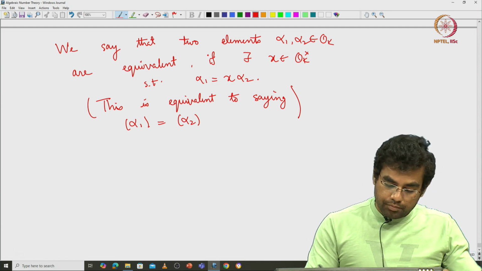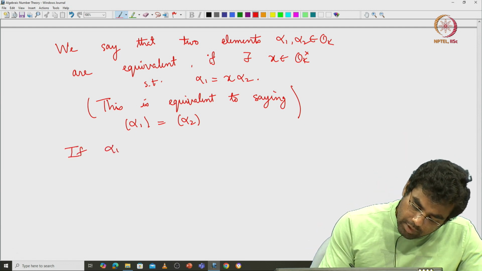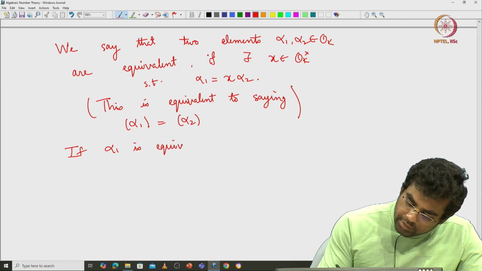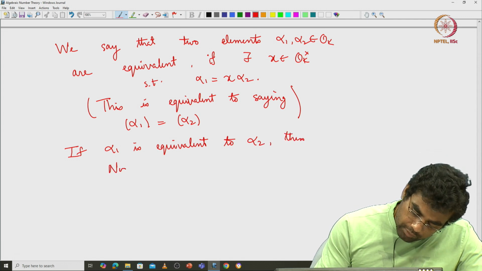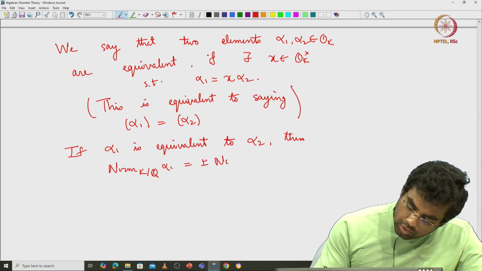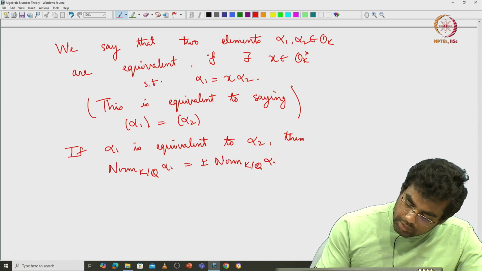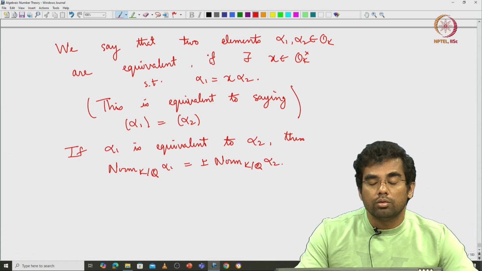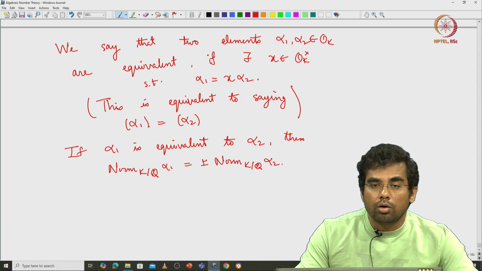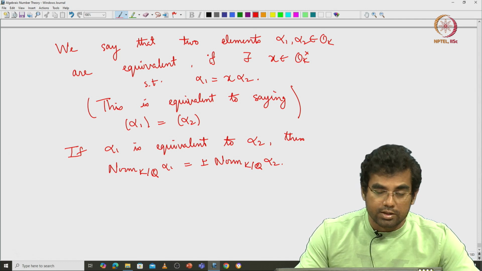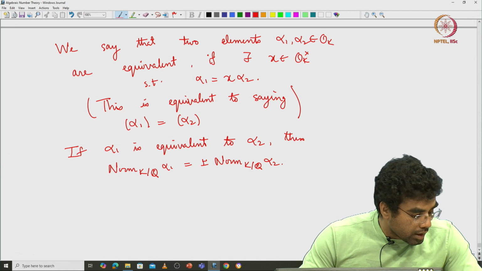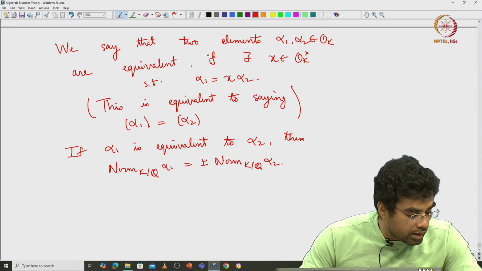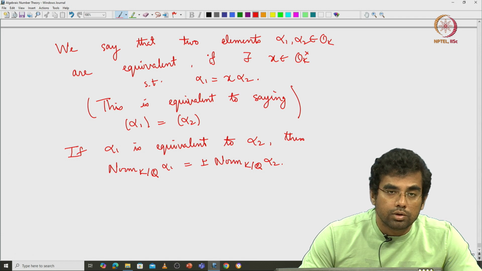So, if alpha 1 is equivalent to alpha 2 (it is clearly an equivalence relation), then the norm of alpha 1 from K to Q is plus or minus the norm of alpha 2. That is because the ratio of their norms is equal to the norm of x, and the norm of x, on account of x being a unit, is plus or minus 1. Okay. All right.